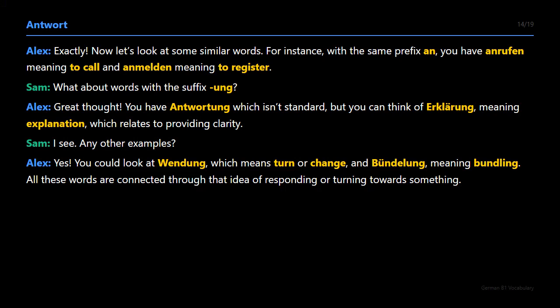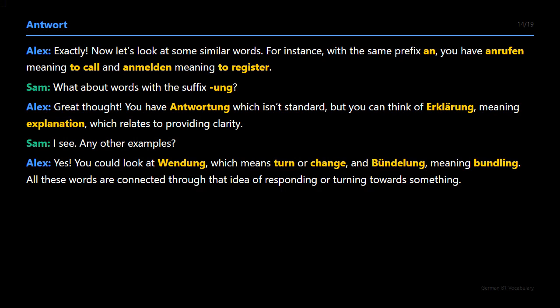Yes. You could look at Wendung, which means turn, change, and Bündelung, meaning bundling. All these words are connected through that idea of responding or turning towards something.